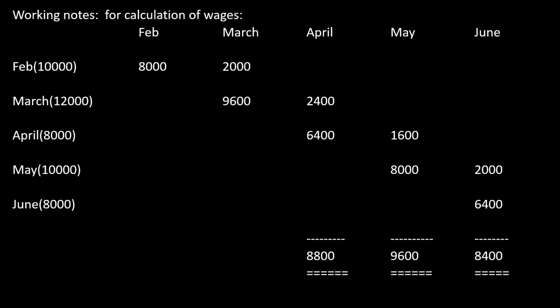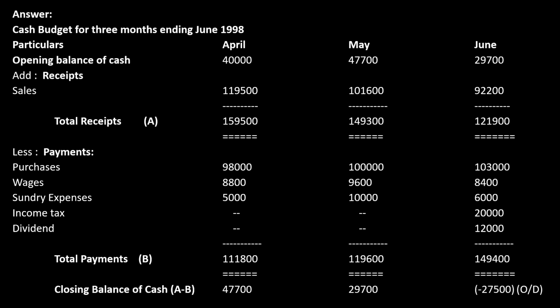Now we'll go to the real answer. This is how you prepare a cash budget. We write the heading here. There are the particulars, and you prepare four columns in total: one for particulars, then April, May and June. Then the problem says 40,000 is the opening balance. It is already given, so we wrote that.